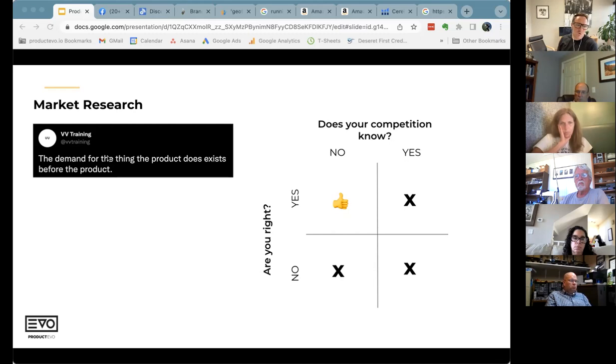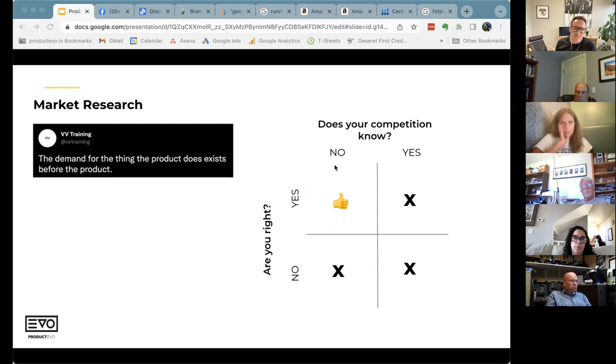So I love this quote from Visualize Value. It's Jack Butcher, really fun guy to follow on Twitter and Instagram if you don't, but he says the demand for the thing the product does exists before the product. So we're just trying to uncover, like detectives, that existing demand.